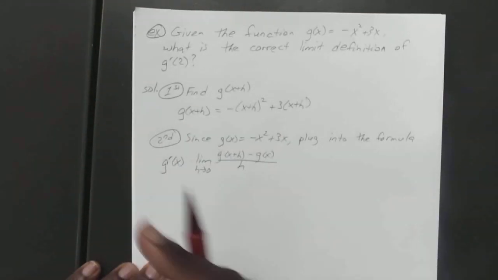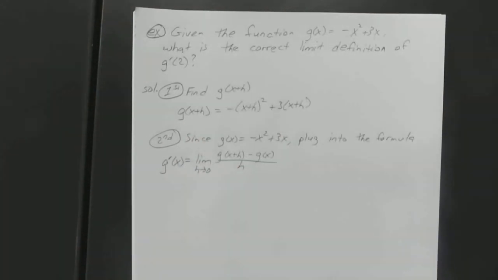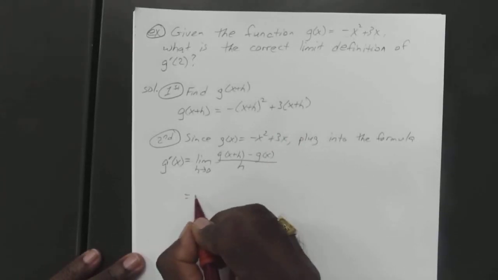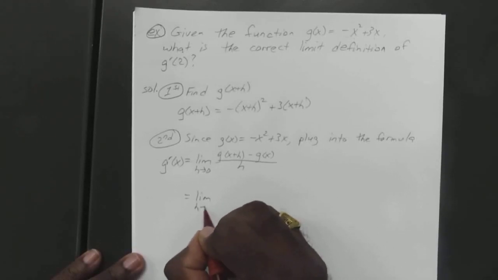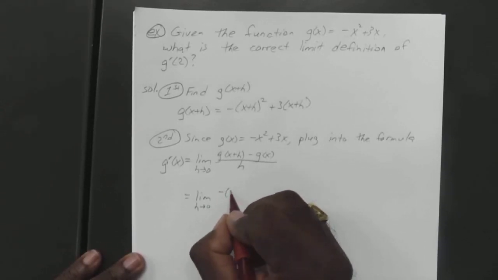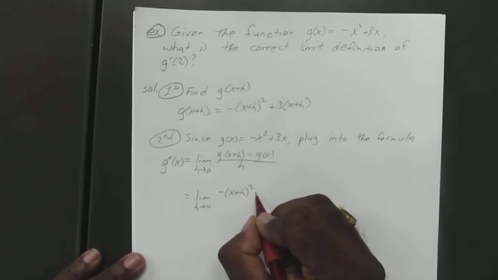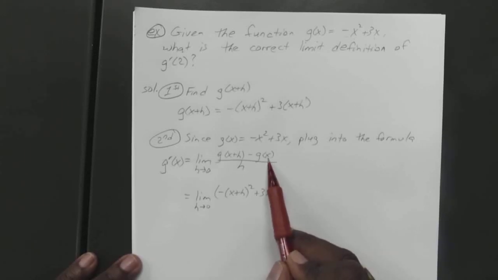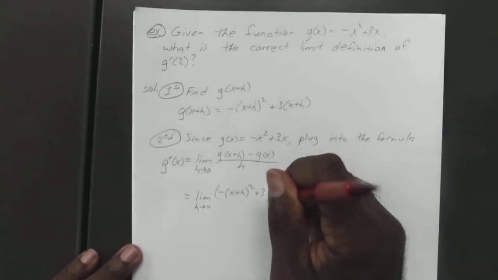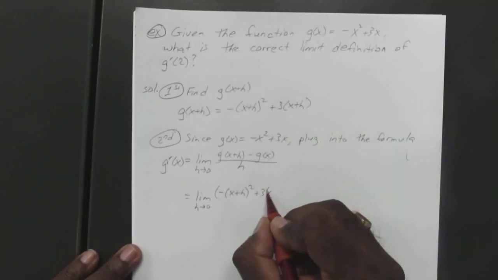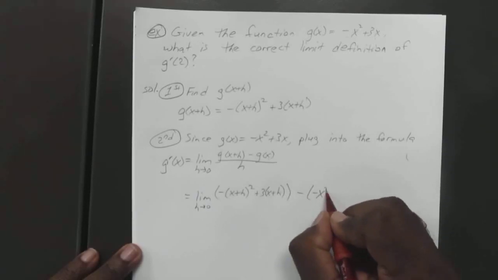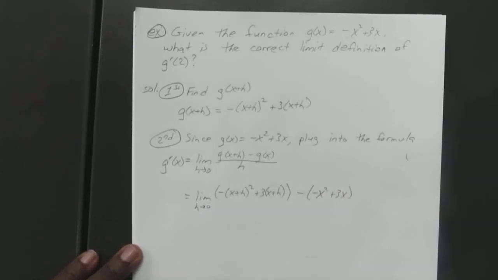Okay, so we know our g of x plus h is negative x plus h squared plus 3 of x plus h, sorry about that, minus your g of x, which is negative x squared plus 3x, all over h.